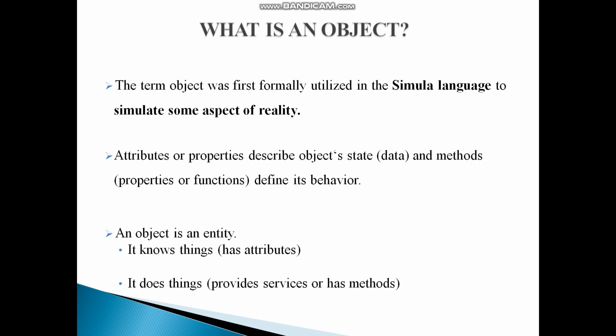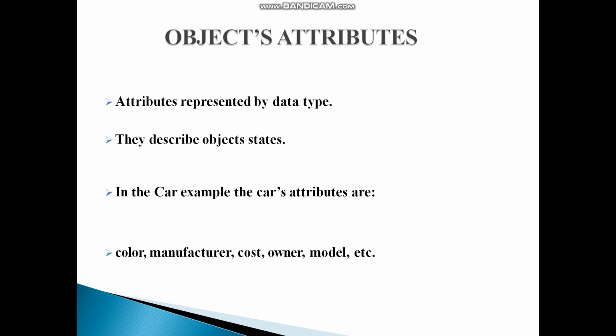What is an object? The term object was first formally utilized in the Simula language to simulate some aspects of reality. The attributes or properties describe the object's state and methods define its behavior. An object is an entity. It knows things, has attributes, and has some operations or methods. It does things, it provides services, or has methods.